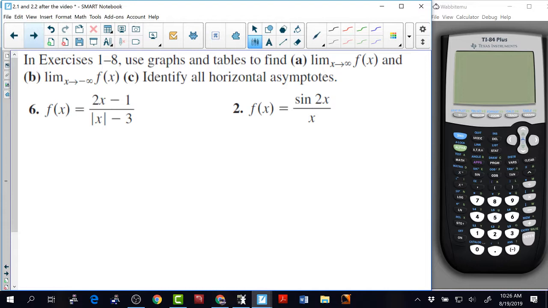All right, these are right out of the book. Thought we'd practice a few and show you how to do it on your calculator. Grab your calculators. If you don't have one, you've got to get one. You've got to bring it to school eventually.